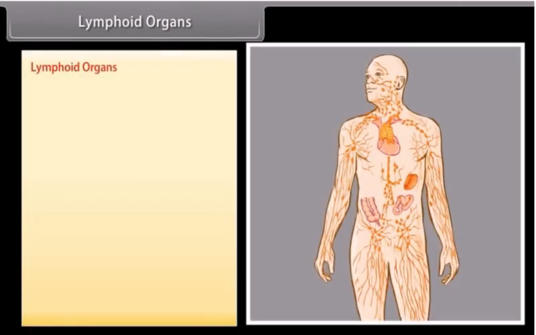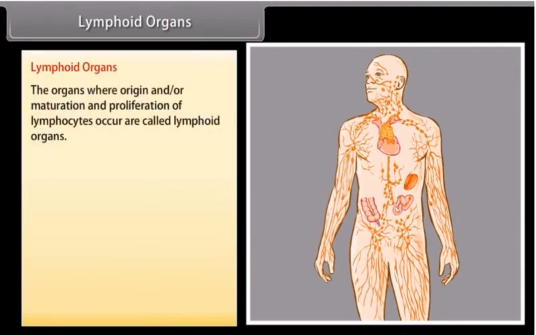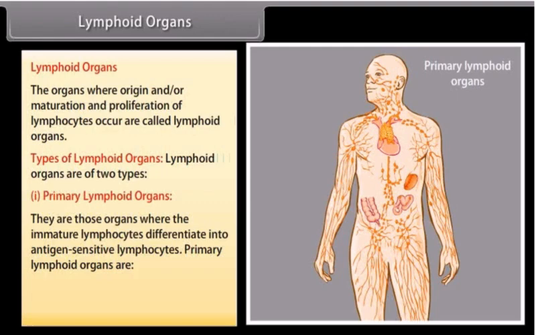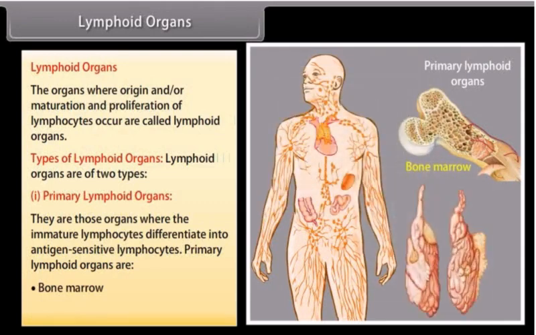Lymphoid organs. The organs where origin and/or maturation and proliferation of lymphocytes occur are called lymphoid organs. Lymphoid organs are of two types. Primary lymphoid organs are those organs where the immature lymphocytes differentiate into antigen-sensitive lymphocytes. Primary lymphoid organs are bone marrow and thymus.